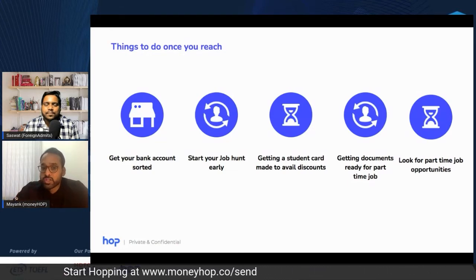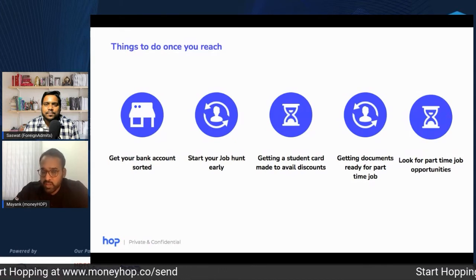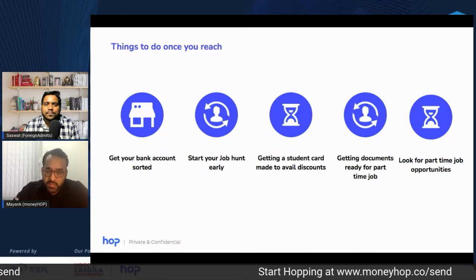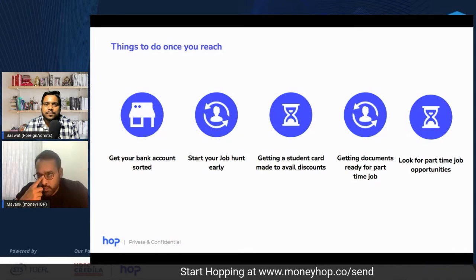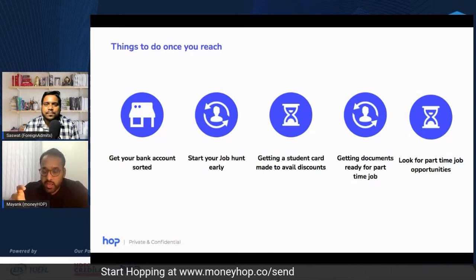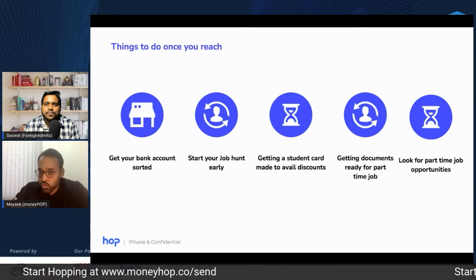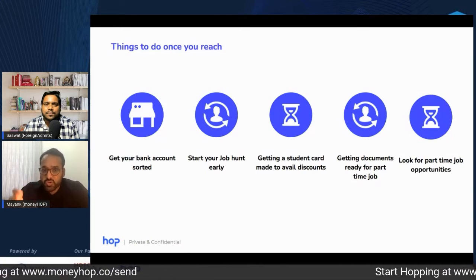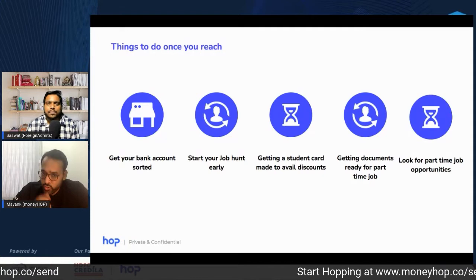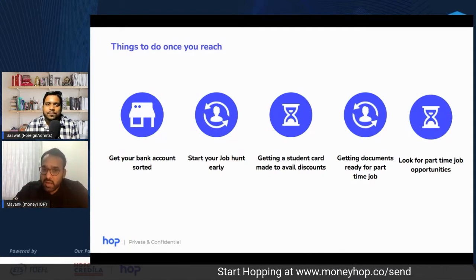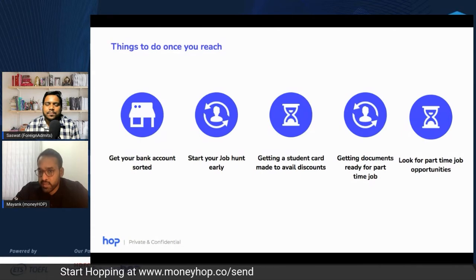Very important to get a student card done within the first week of arrival, and some of the colleges facilitate that as a part of the orientation program. And this is particularly important because you are able to get lots of discounts in various museums, for transport and so on and so forth if you have that student card. So you save a bunch of money if you have that student card handy. So something that you should always get done ASAP.